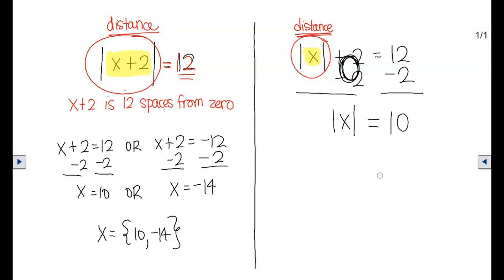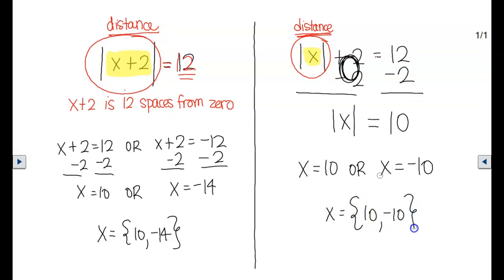So now I can see that the absolute value of x is equal to 10, which means that x is 10 spaces away from 0. I know now how far x is from 0. It's 10 spaces away. So if the absolute value of x is 10, then x could be a positive 10 or x could be a negative 10. And that's a done deal. So my solution set would be 10 or negative 10.